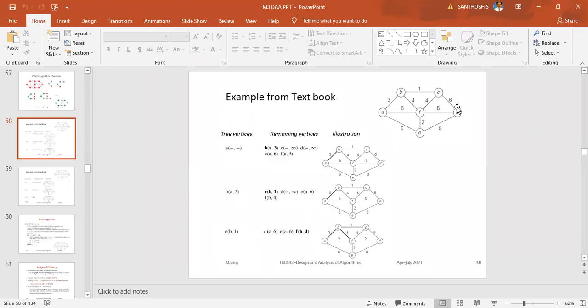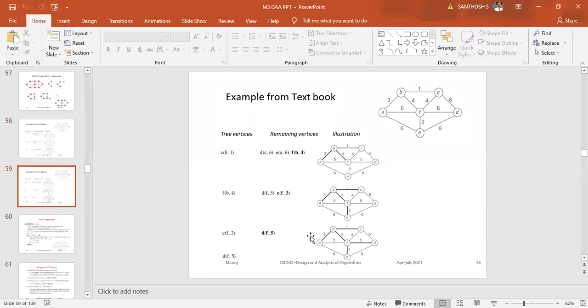From C, which are to be reachable? D should be reachable, E should be reachable, F should be reachable. So D is reachable from C through 6. E is reachable through A at 6, and F is reachable through B comma 4. So in that, which is the minimum one? B comma 4, among 6, 6, 4. So 4. So take the next one. Same path, C, B comma 1. Now you are going with C, B comma 4.